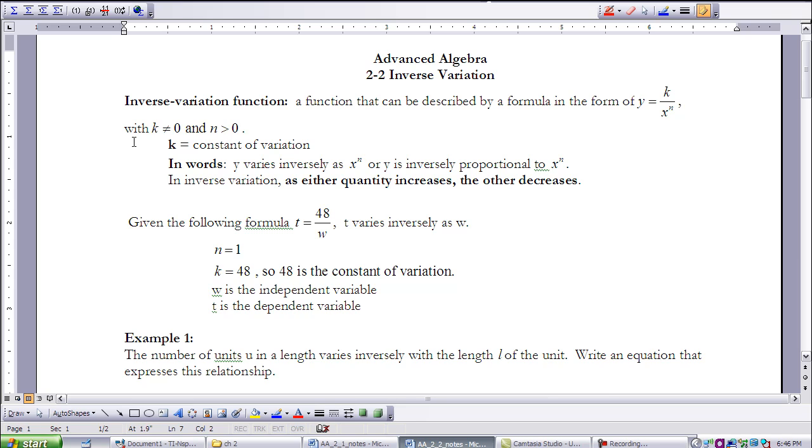We're going to take a look at a formula that was presented to you in your reading on page 79. It was dealing with workers and time, and they gave us a formula stating that t was equal to 48 divided by w. In this situation, t varies inversely as w. Here, our power of n is 1, even though we don't see it. K is 48, so 48 is the constant of variation. Here, w is the independent variable, and t is the dependent variable.